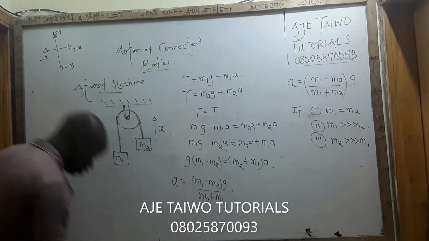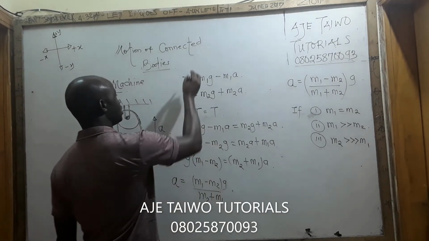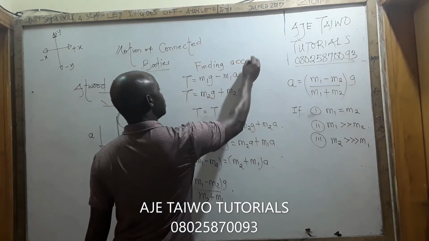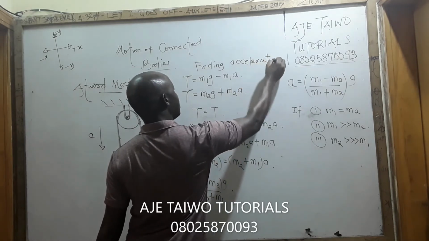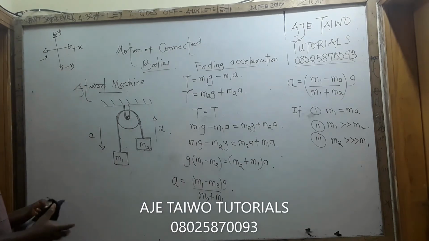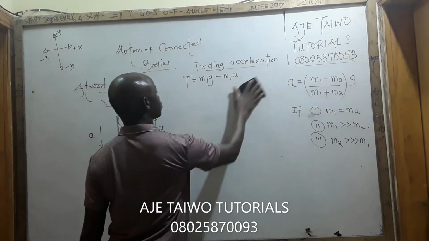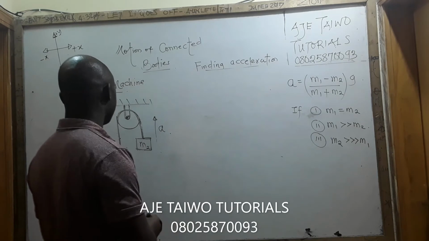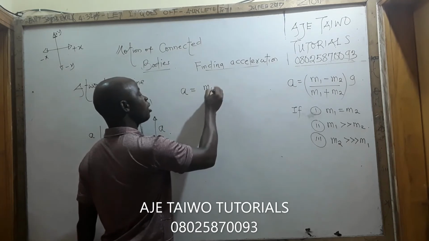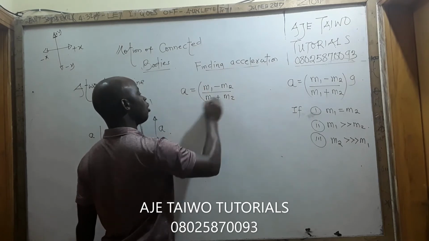Let's see what happens to the equation before we come back to tension. This is finding acceleration. Title this one as finding acceleration. This is the acceleration I've gotten here. So let's see what happens to these 3 cases I've highlighted. I will come back to our equation. We said A equals M1 minus M2 all over M1 plus M2, all times G.